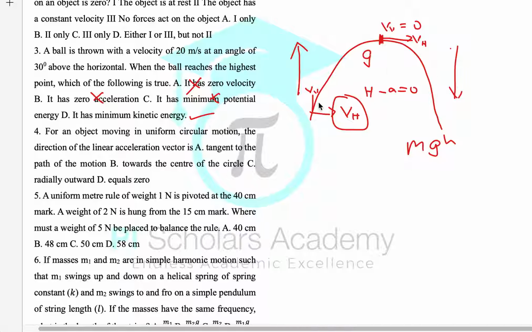For every point here, the magnitude of the speed, which we use to find the kinetic energy, is always the square root of v vertical squared plus v horizontal squared. That's the magnitude of the speed. So this is the speed we use in our half mv squared to find kinetic energy.